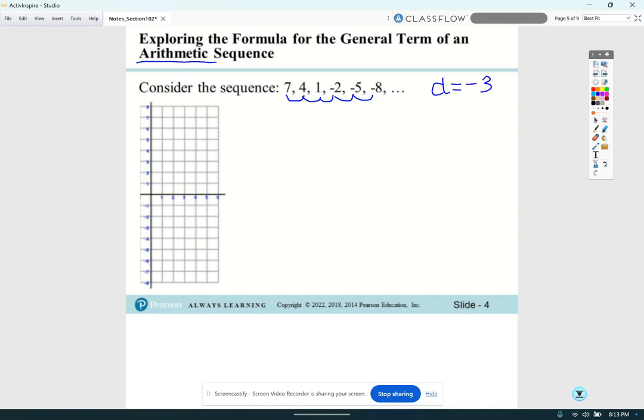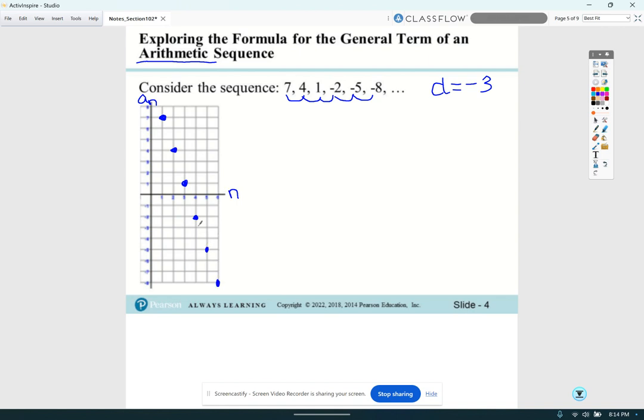Now remember, when we graph a sequence, the x-axis for sequences is n, or the term number, and the y-axis is the a sub n, or the term value. So in this one, the first term is 7, which gives me that point right there. The second term is 4, which would give me that point right there. The third term is 1. The fourth term is -2. The fifth term is -5. The sixth term ended up being -8.